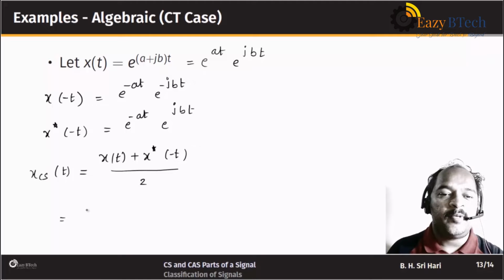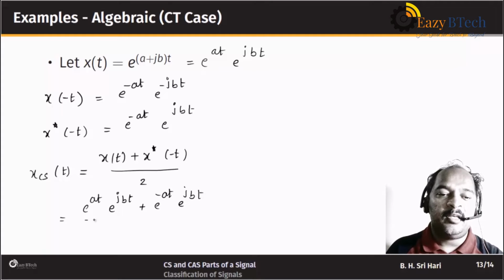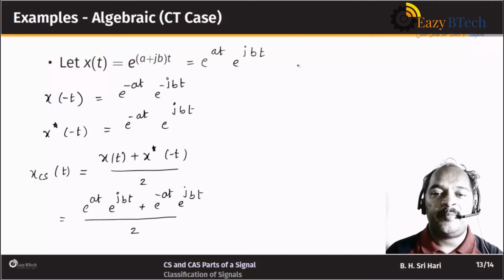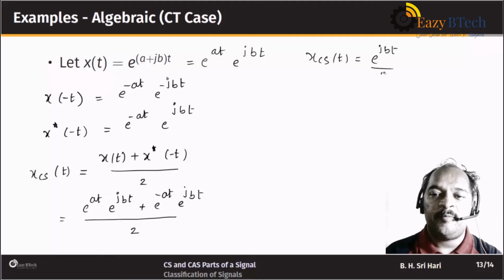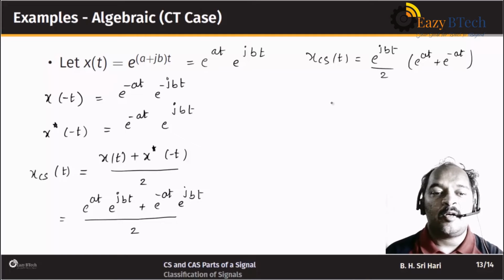So that turns out to be x of t, which is e power at times e power jbt, plus x star of minus t, which is e power minus at times e power jbt, whole divided by 2. From this we get xcs of t equal to, taking e power jbt common, whole divided by 2 kept outside, e power at plus e power minus at. So that turns out to be the conjugate symmetric part.